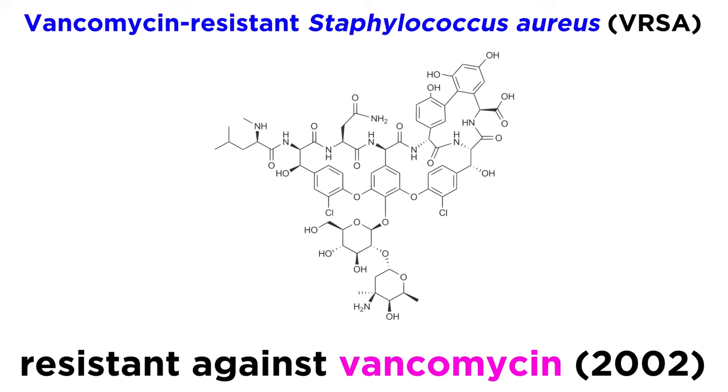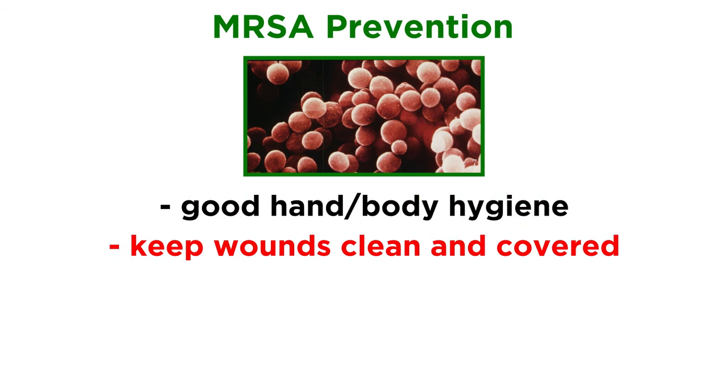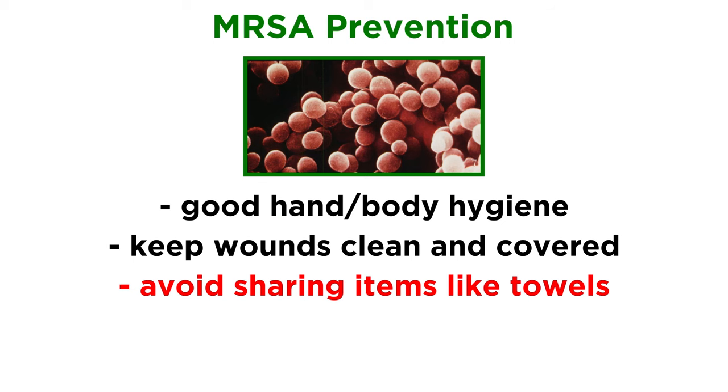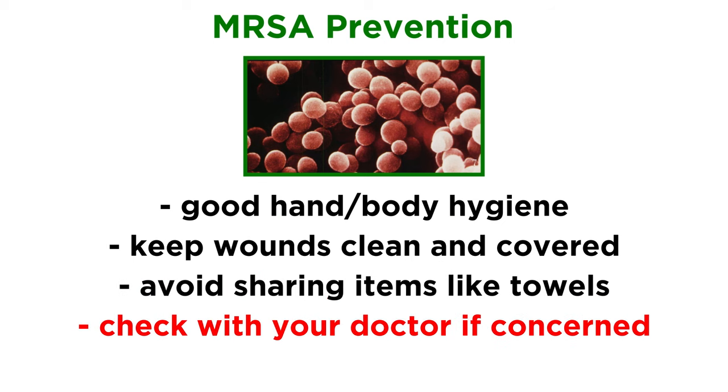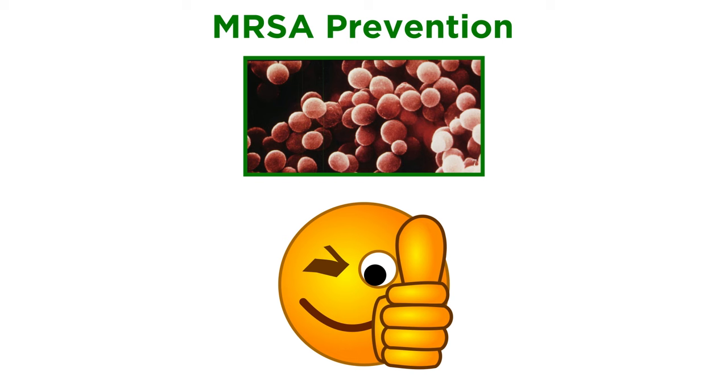Vancomycin-resistant staph strains, or VRSA, are rare for the time being, but health officials fear incidence of these strains will rise. To reduce your risk of MRSA infection, CDC recommends always maintaining good hand and body hygiene, keeping wounds clean and covered, avoiding sharing personal items such as towels, and checking in with your doctor if you think you might have an infection. And in general, always make sure to only take antibiotics when you truly need them, and when you do, take them exactly as instructed. With some smarts and some luck, we can get rid of these little guys within the century.